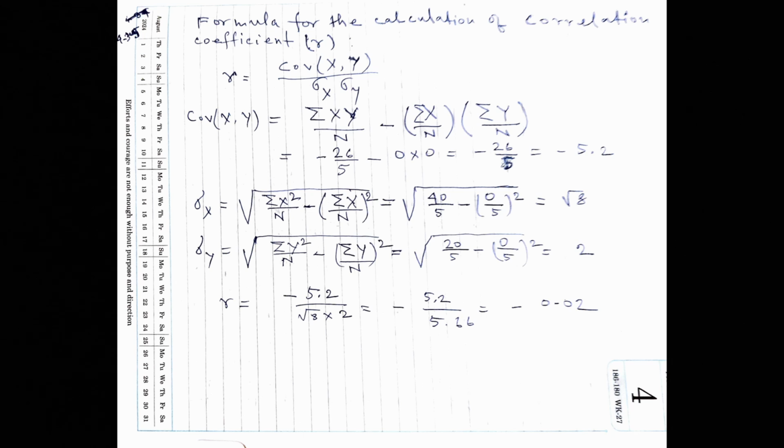Therefore, r is equal to minus 5.2 by root over 8 into 2. The value of that is equal to minus 5.2 by 5.66, which is equal to minus 0.92.